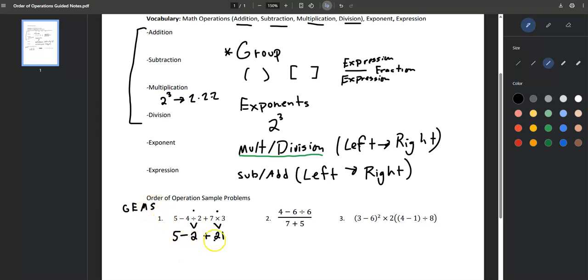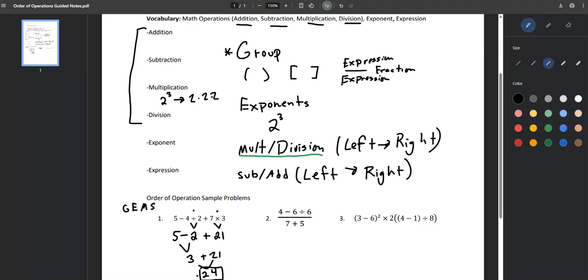Okay, and I'm just going to work left to right. So I'm going to go 5 minus 2, which is 3. And then I'm going to add the 21 to it, and that'll give me 24. And that 24 is my simplified final answer from that. Okay, so that's really, really basic for that one.